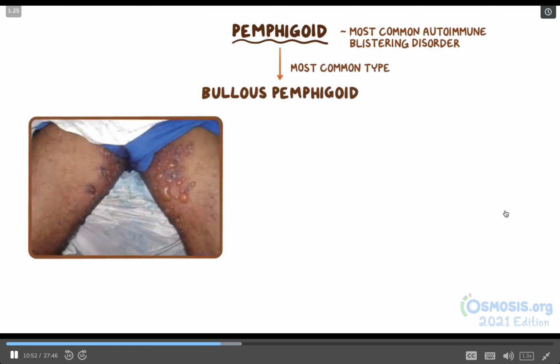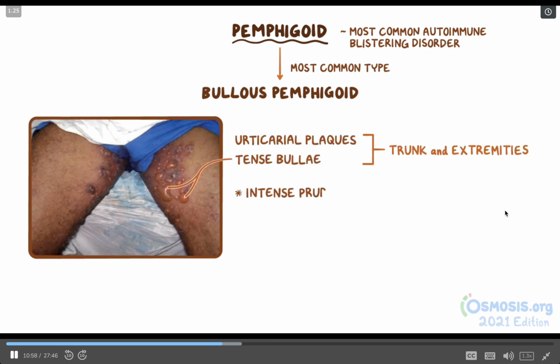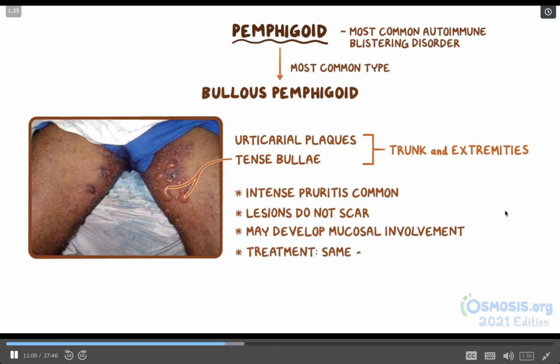Pemphigoid is the most common autoimmune blistering disorder, and the most common type is called bullous pemphigoid. Classic skin lesions are urticarial plaques and tense bulla on the trunk and extremities. Intense pruritus is common, and lesions typically do not scar. Bullous pemphigoid may also develop mucosal involvement. The treatment is the same as for pemphigus.